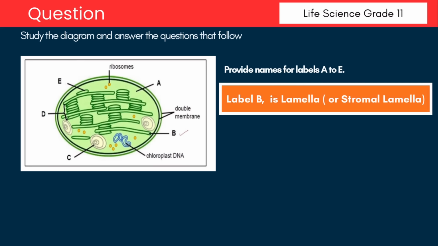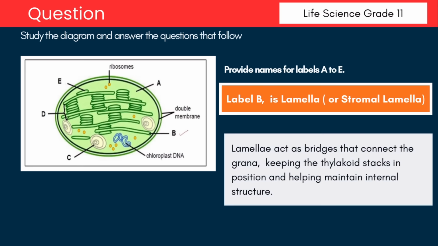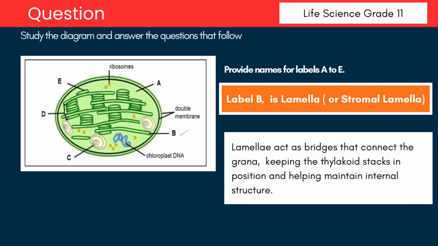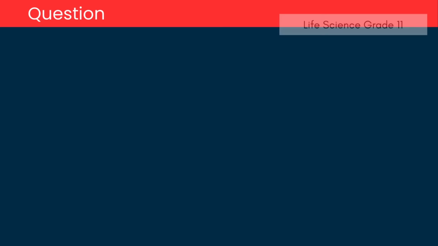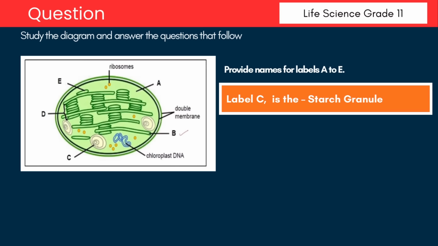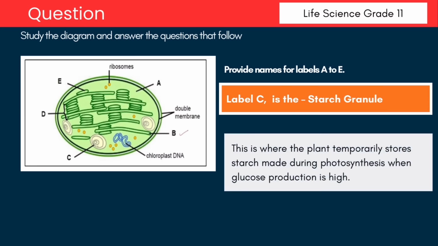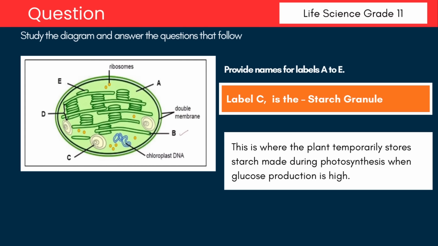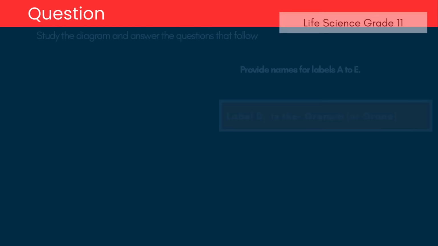Label B is lamella, or stromal lamella. Lamellae act as bridges that connect the grana, keeping the thylakoid stacks in position and helping maintain internal structure. Label C is the starch granule. This is where the plant temporarily stores starch made during photosynthesis when glucose production is high.